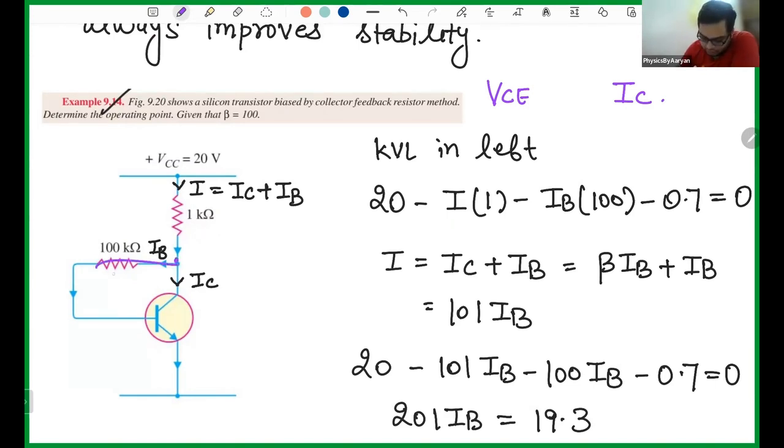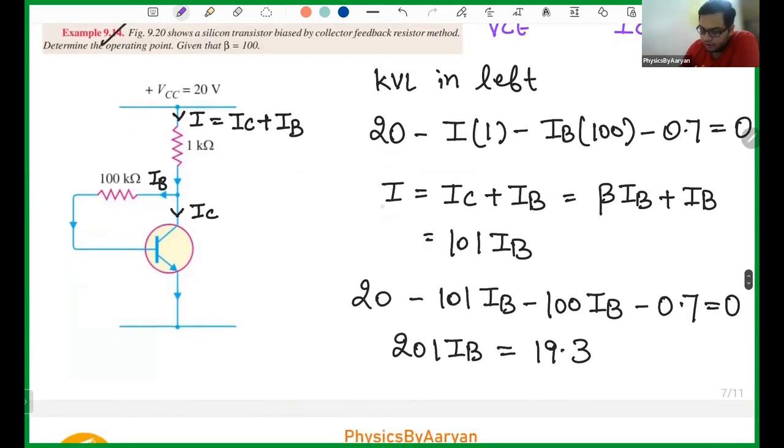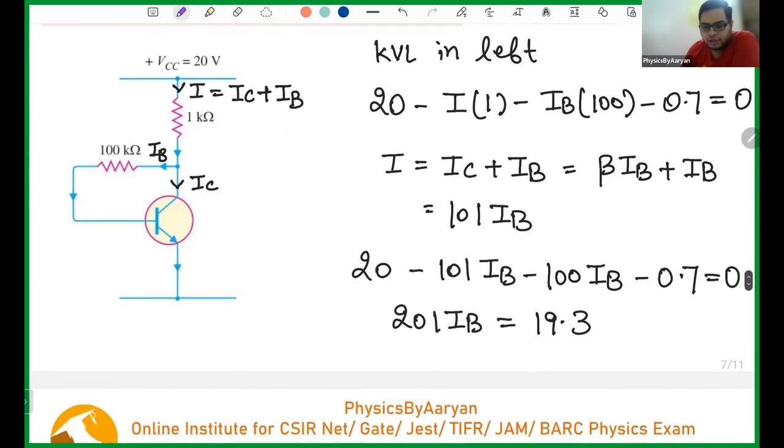Then I come here and move in this direction, so minus IB into resistance 100. Then I come here and VBE is 0.7, so minus 0.7 equals 0. Now I put my value of I. What is my I? I is made up of two things, IC plus IB. IC can be written as beta IB, so this entire thing will become beta plus 1 into IB. Beta plus 1 is 101, so I put my value of I as 101 IB.